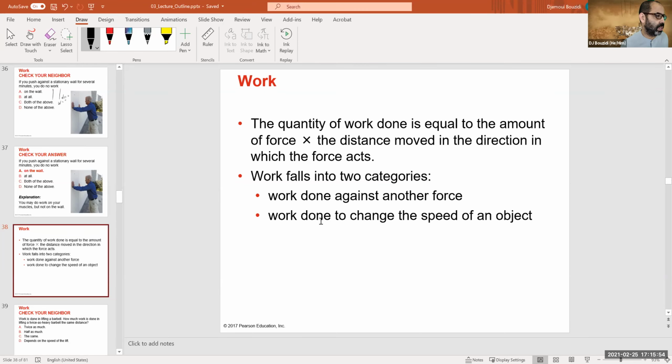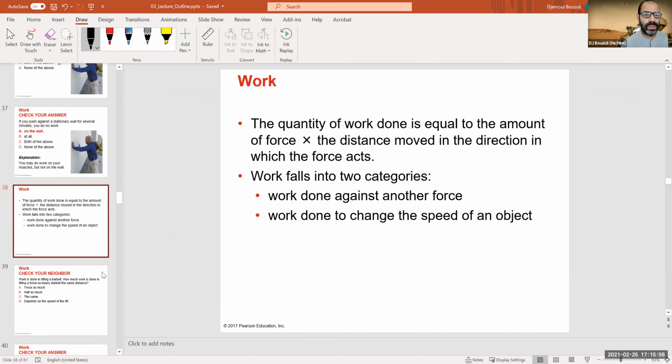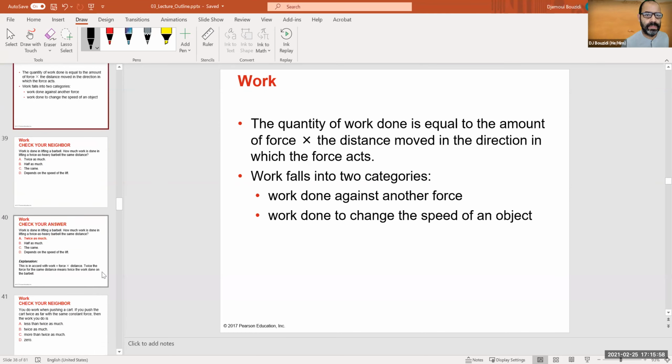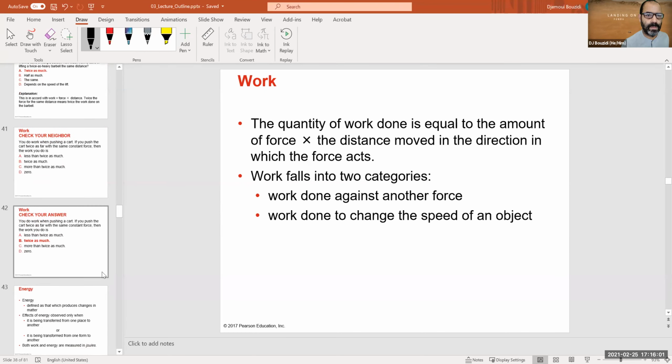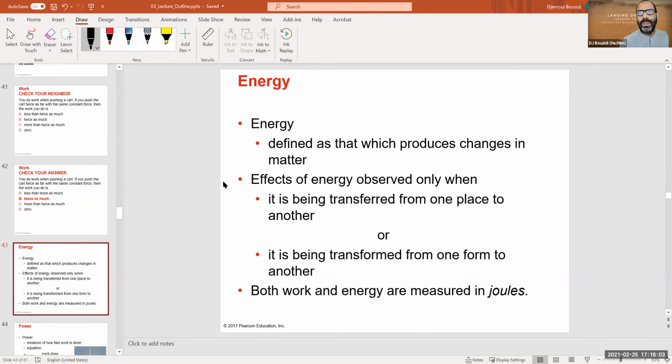Of course, work will result in the change in motion, in this case the velocity. So the concept of energy is the ability to do work, really. That's basically what it is. It's something you can convert back into work whenever you need it, okay?